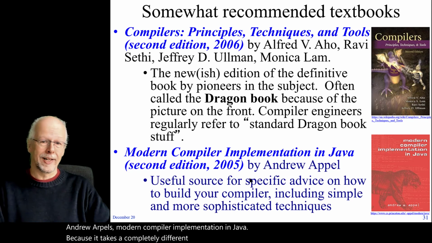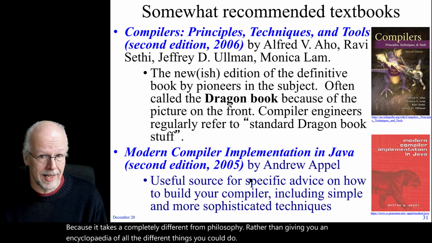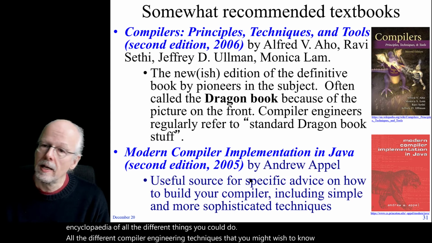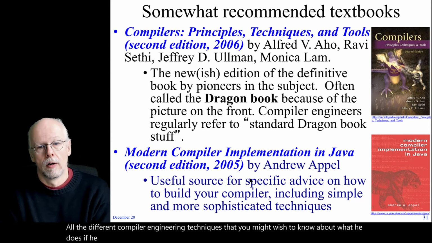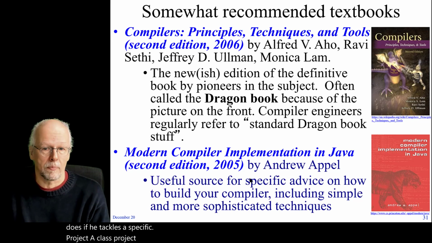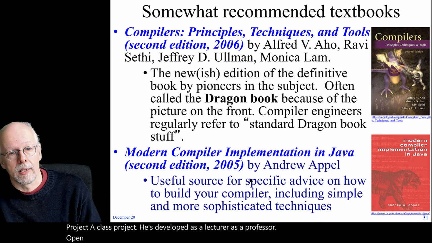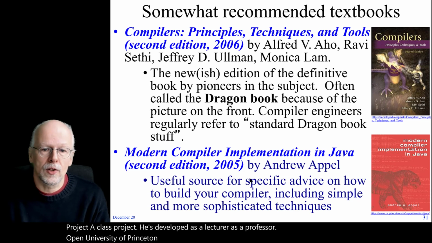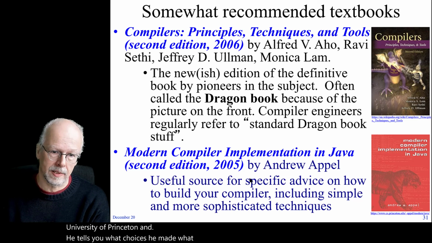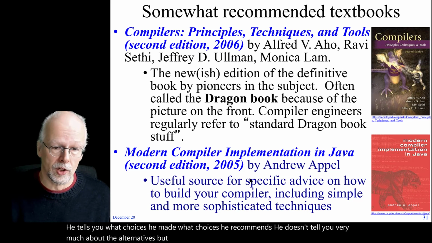Rather than giving you an encyclopedia of all the different things you could do, all the different compiler engineering techniques that you might wish to know about, he tackles a specific project, a class project he's developed as a professor at Princeton University. And he tells you what choices he made and what choices he recommends. He doesn't tell you very much about the alternatives, but he does tell you why he chose what he chose.